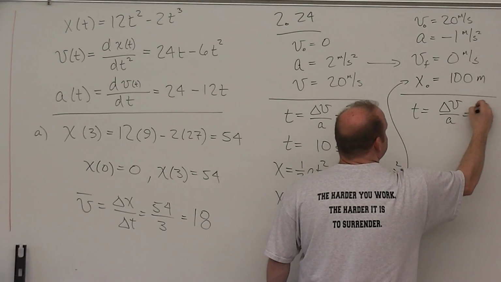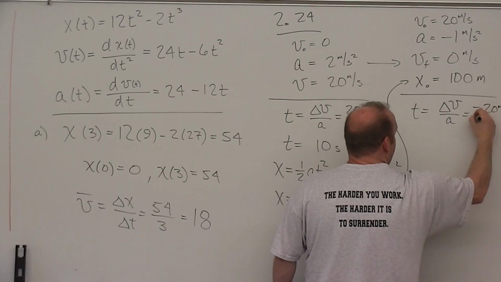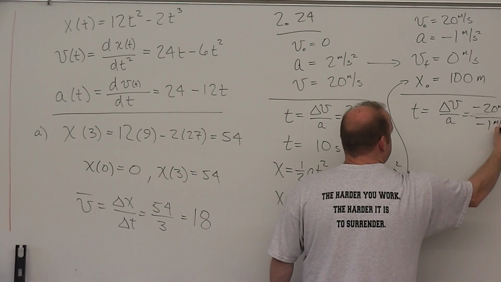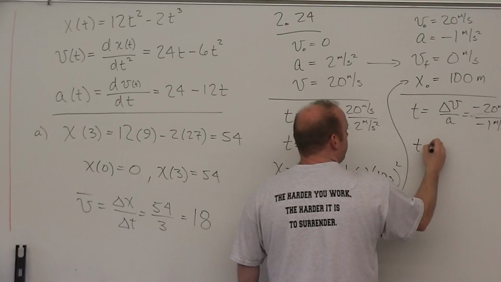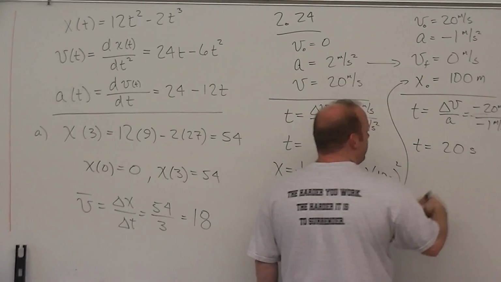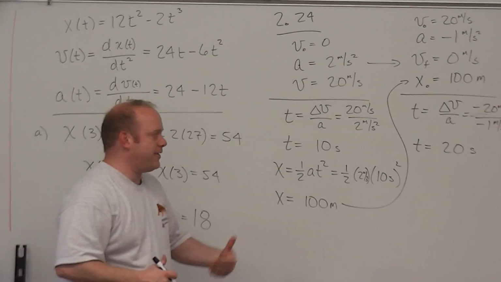My change in velocity is negative 20 meters per second over negative 1 meter per second squared. Just so you can see how the negatives work here. So my time is equal to 20 seconds. I think you guys could have figured that out, but I wanted you guys to see the negatives.